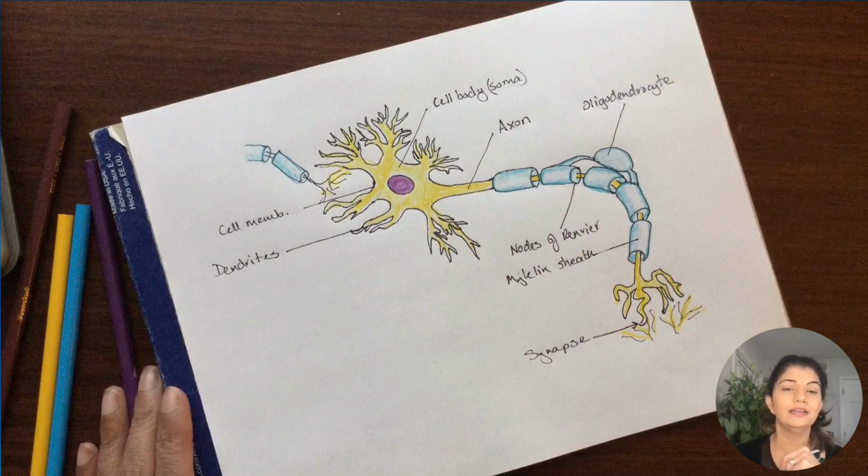So the length of the axon between each gap, which is wrapped in myelin, is actually referred to as an axon segment. So each one of those blue things is actually a segment. And at the end of each axon is an axon terminal.